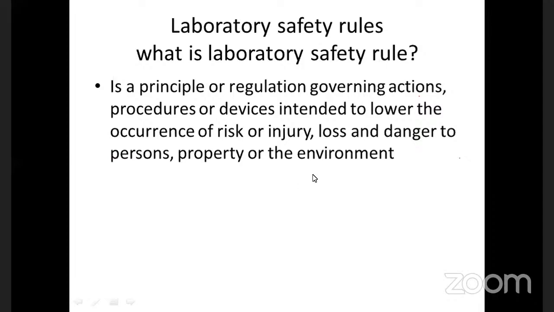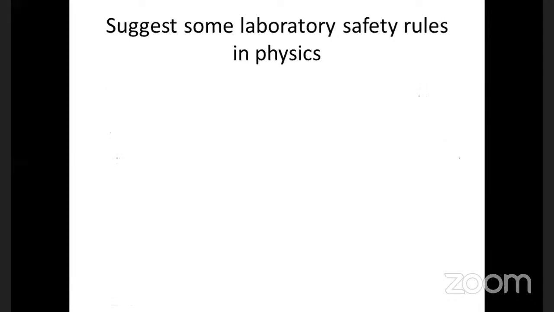We are avoiding all this danger to the environment. So in short, we now say the laboratory rule is a principle or regulation governing actions, procedures, or devices intended to lower the occurrence of risk or injury, loss, and even danger to persons, property, or the environment. Now, if we follow these rules, you will not be able to endanger life, you will not lose anything, you will have saved a lot, there will be no risks and no losses.